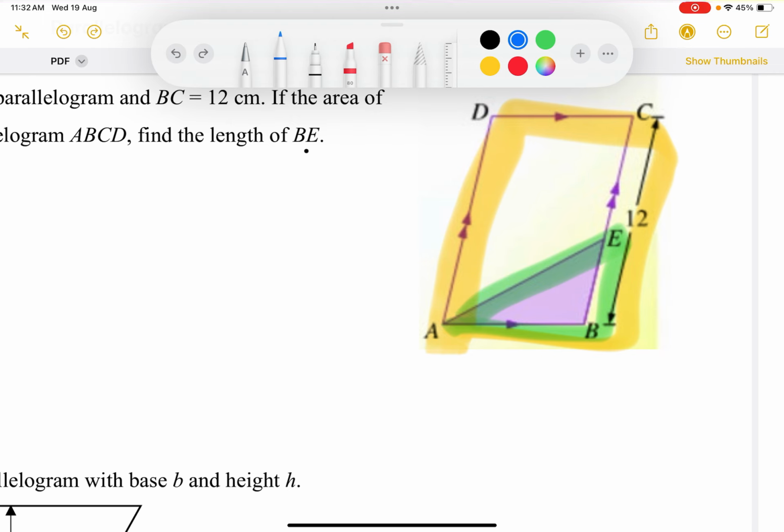That leaves us with choosing this as our base and the perpendicular height. You will need to extend it, drop a perpendicular down. This distance being our h, it is the same perpendicular height as our parallelogram with the base 12. Okay, so this is what we're gonna use.